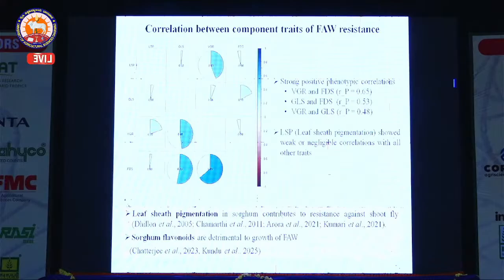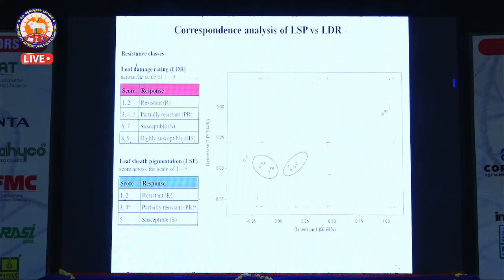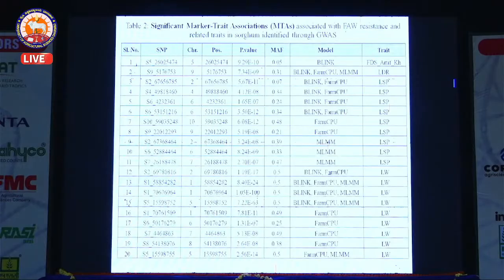As they are ordinal data, we did correspondence analysis, where we converted the scores into resistance classes for both the traits, leaf damage rating and leaf sheath pigmentation. After association, we found that certain classes, like partial resistance and susceptible classes, showed a strong association.